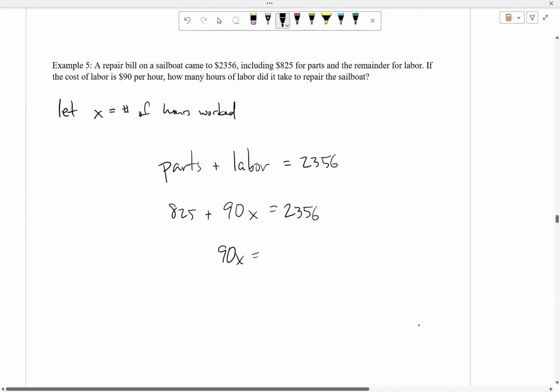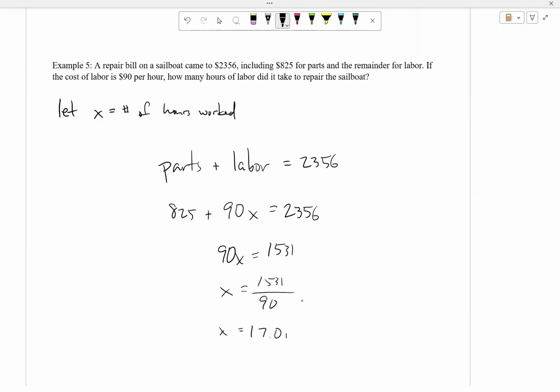So 90x equals, what is that? I don't know. 1531. 1531, thank you. Oh, divide both sides by 90. I'm trusting you. Are these numbers right? Yes. So x equals 17.01. Interesting. That's so awkward. I'm sorry, I need to check. We have too many calculator issues today. 2356 minus 825. Yep, 1531.